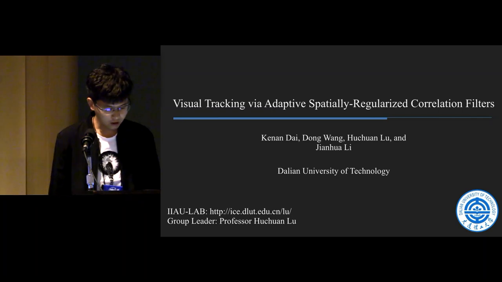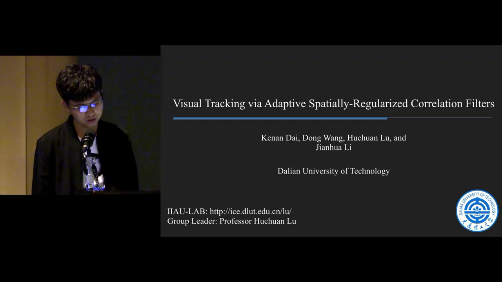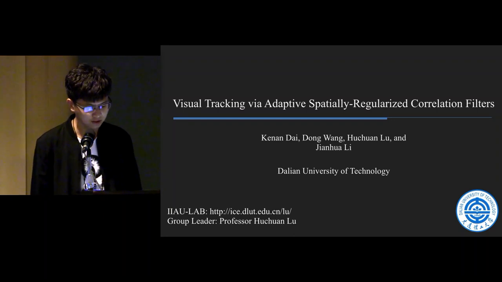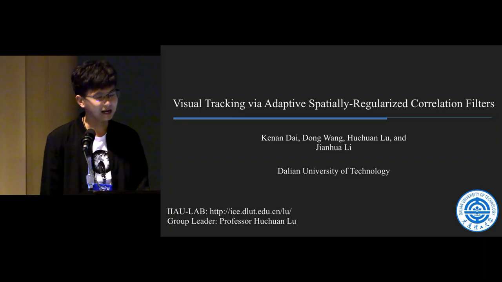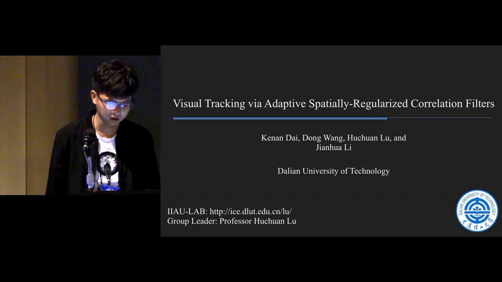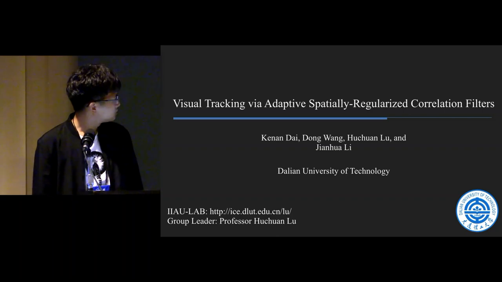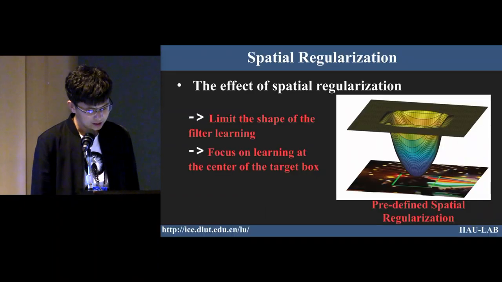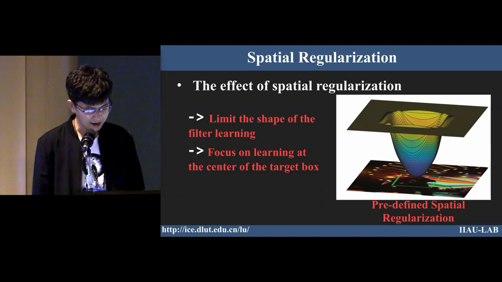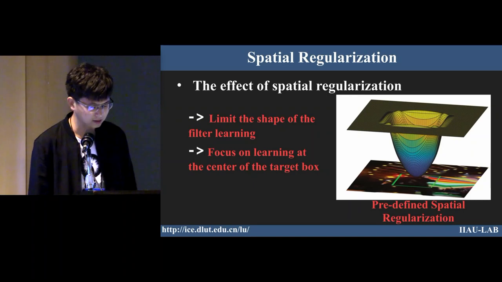For tracking, correlation filter is an important branch. The CF-based trackers explore large numbers of cyclical shift samples for learning. It has been shown that spatial regularization can help improve the performance of CF. Usually, it is a negative Gauss shape. It has two main effects. One is to limit the shape of the filter, and another is to make the filter more focused on the learning of the target center.